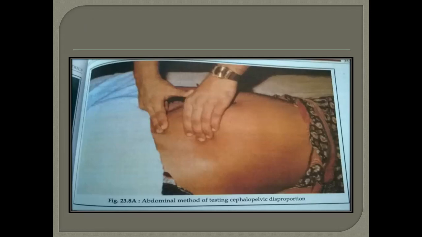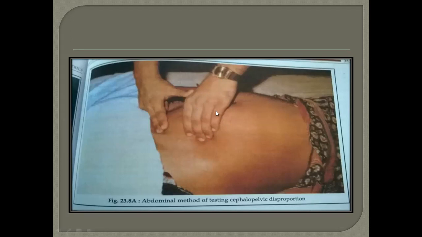Before that, we should keep in mind, we should tell the mother to void urine. Her rectum as well as her bladder should be empty, otherwise the result may not be correct. So we will give dorsal position with the thighs flexed and separated, and proper privacy should be given. The left hand of the examiner should hold the fetal head, whereas the index and middle finger of the right hand should be kept over the symphysis pubis like this. Now the examiner will exert a downward as well as a backward push on the fetal head.